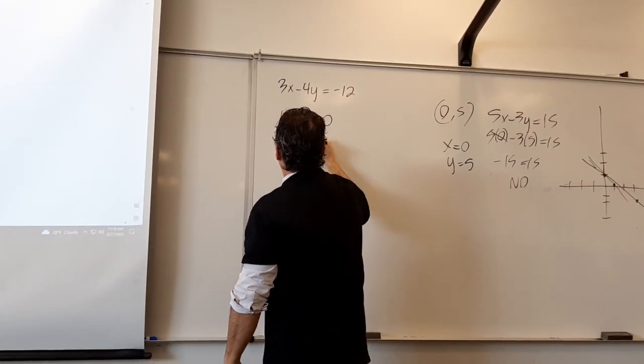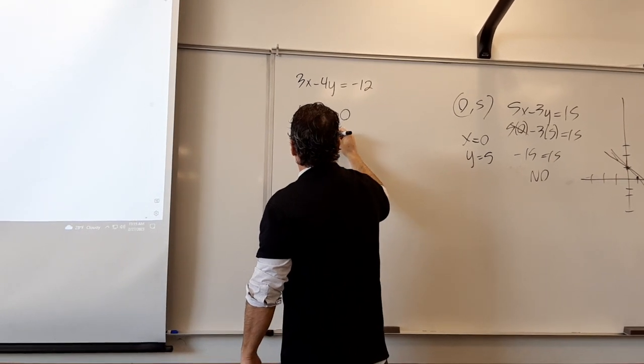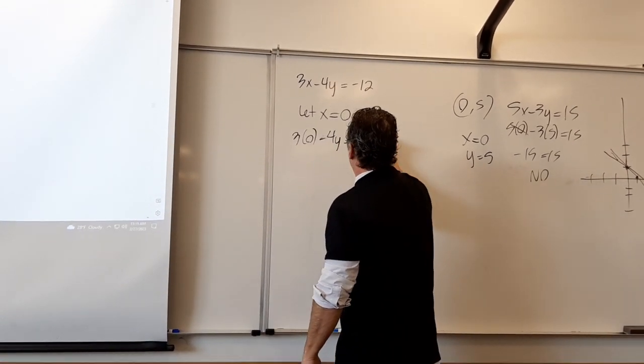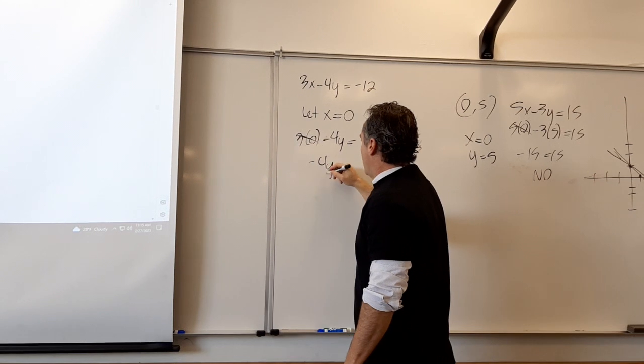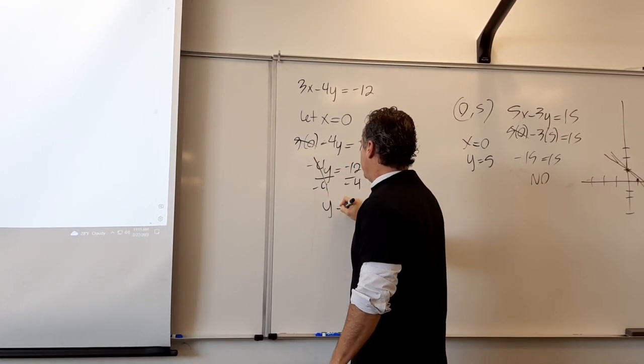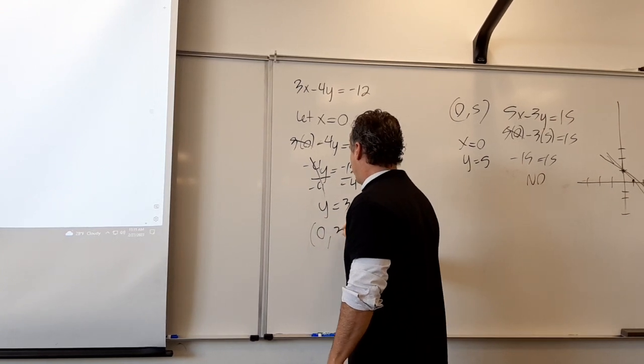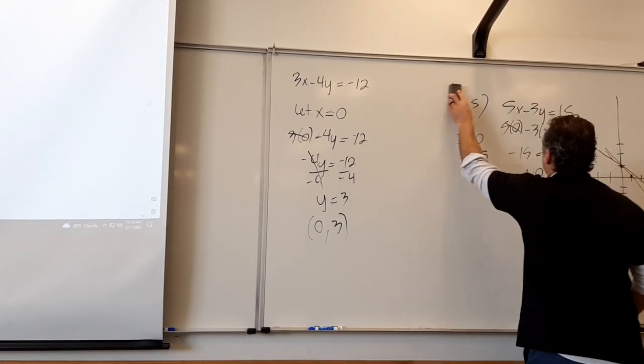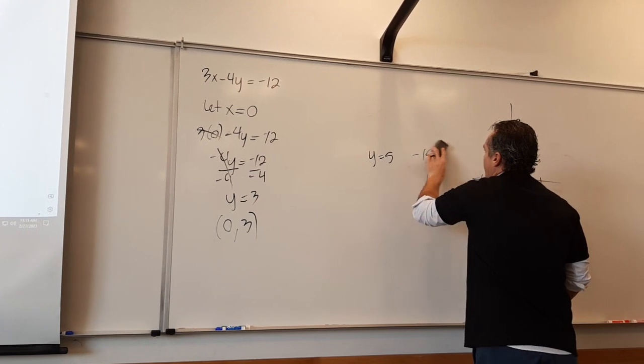0. I like 0 too. 3 times 0 minus 4y equals negative 12. This is gone. Negative 4y equals negative 12. Divide by negative 4. And y equals positive 3. How many points do I have right now? 1. How many do I need to graph a line? 2. So I've got to repeat the process.